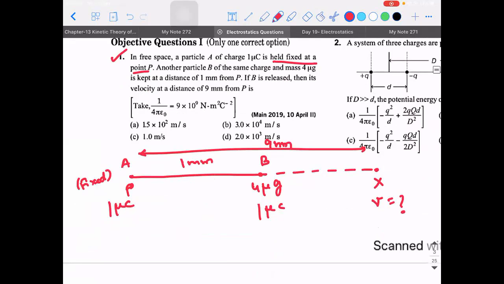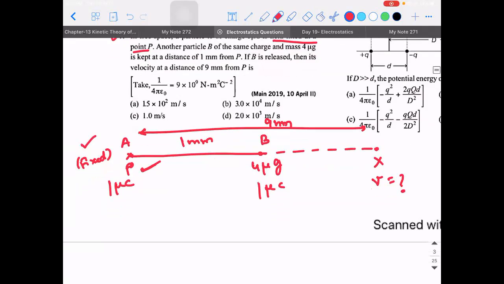Now tell me, what is the logic? Why does its speed increase? What exactly is happening? Repulsion. Due to this repulsion, we know that it is going to experience a force. Whenever force is experienced, it is going to accelerate. Now you need to be very careful. If they are going to accelerate, then why is this point not moving? Because they have clearly mentioned in the question it is held fixed. Means there is some external force holding it, but B is free to move. So when it experiences the force, it starts moving.